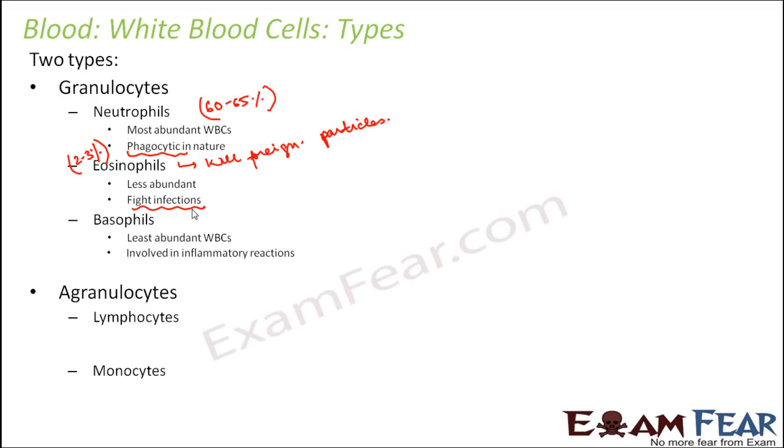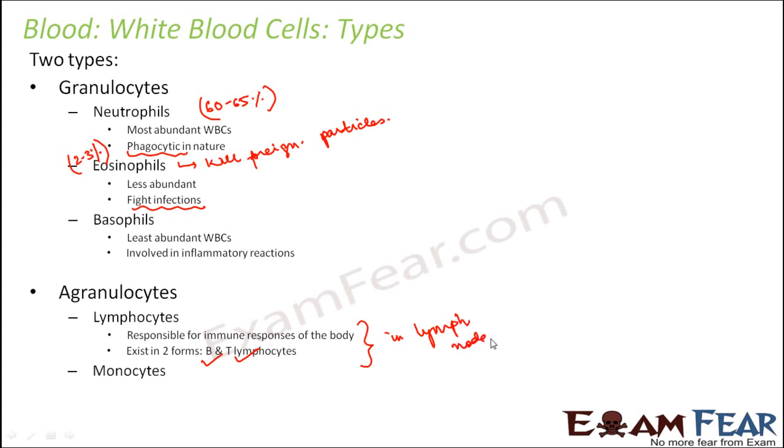Now let us look at the agranulocytes. So we'll talk about lymphocytes. These are responsible for the immune responses of the body. That is how our body responds in needs of immunity. There exist two forms of lymphocytes, that is B and T lymphocytes. Now these lymphocytes are the cells which are present in the lymph. Where exactly in the lymph? In the lymph nodes. We are going to talk about lymph also after we finish our discussion on blood. So there we will see the presence of lymphocytes.